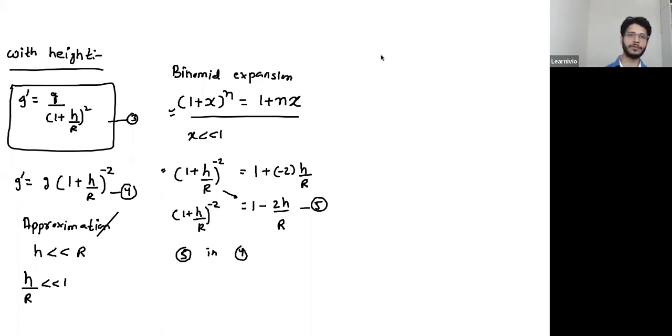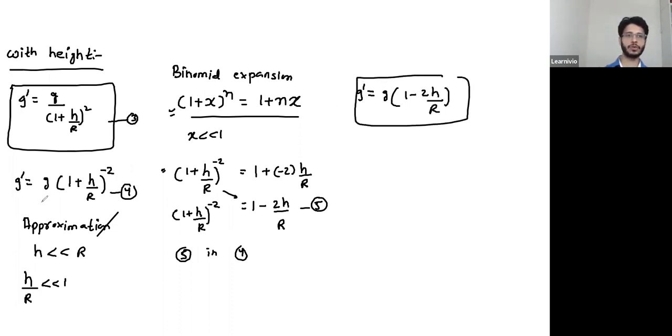Let's substitute 5 in 4. If I substitute, the end result is g prime is g times 1 minus 2h by r. Instead of the whole expression 1 plus h by r to the power minus 2, I'm using this term, 1 minus 2h by r. But while using this expression, remember, this result is valid only if h is very, very less than r. If height is very, very less than the radius of Earth, say the radius of Earth is 6,400 kilometers.